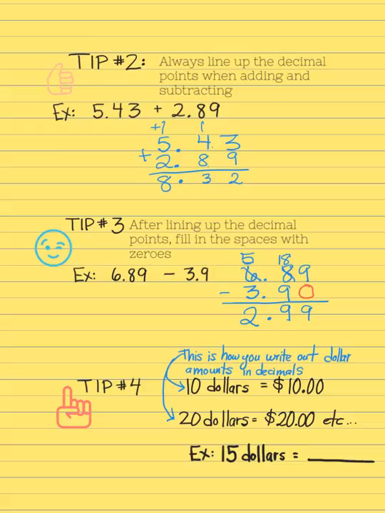Okay, tip 4. This is how you write out dollar amounts. So if you have $10, you write it out like this: 10 decimal point 00, because that's showing that it's $10 without any cents. $20 is written like this: $20 without any cents. I want you to write this whole thing. I also want you to write the example, $15, and I want you to put in right here the answer to this. Okay, please pause here, write down the notes for both of these tips, and then you may move on after you're finished.